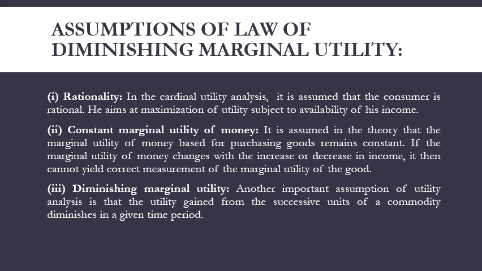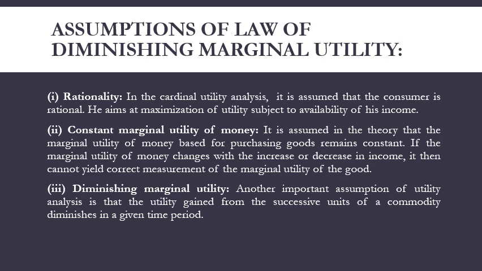For this also, here are some assumptions. Assumptions of the law of diminishing marginal utility. The first assumption is rationality. I already told you that in case of all economic theories, the consumers must be rational. That means they will be looking for maximum benefit at minimum cost. So just assume that the consumer is rational and aims to maximize his utility with his available income.